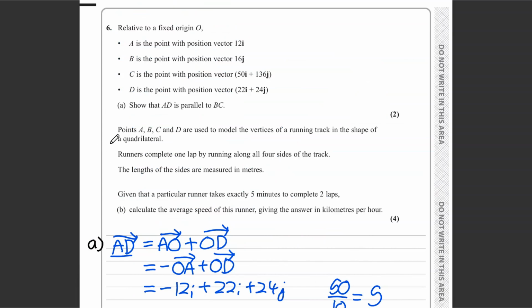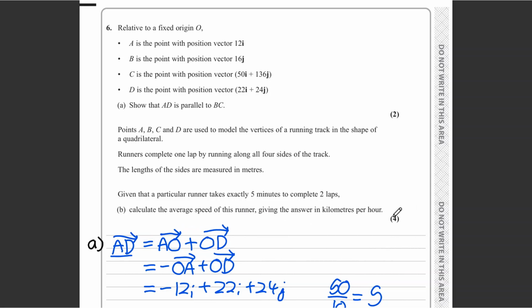Okay, and then for part B, we're told that the points A, B, C and D are used to model the vertices of a running track in the shape of a quadrilateral. We're told that runners complete 1 lap by running along all 4 sides of the track, and the length of the sides are measured in meters. Given that a particular runner takes exactly 5 minutes to complete 2 laps, we need to calculate the average speed of this runner, giving our answer in kilometers per hour. So this is worth 4 marks.